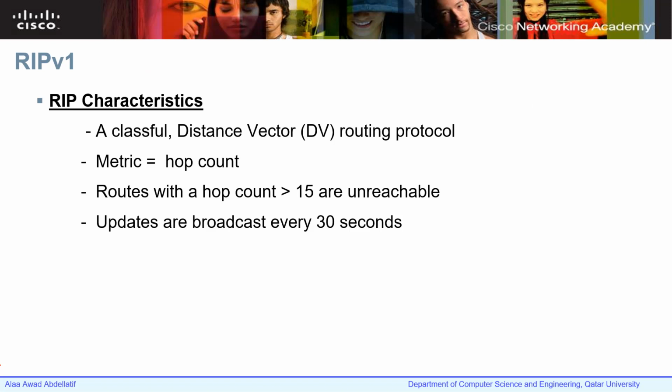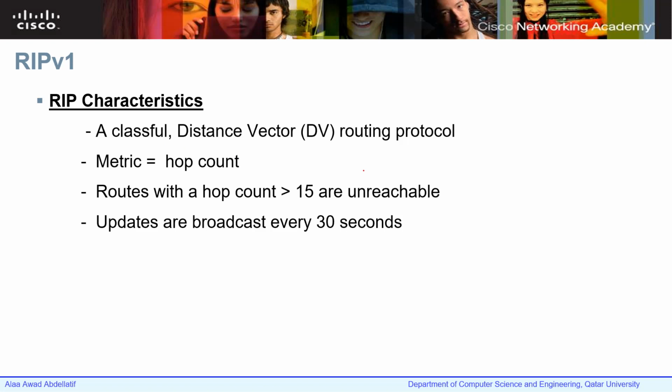The other characteristic of RIP is that it's a classful routing protocol. Of course, it's a distance vector routing protocol and classful. The metric we use here to calculate the best path is the hop count. So I will always select the path with the minimum number of hops, and that path will be considered the best path for me. Unlike other protocols that may consider the path with maximum bandwidth or minimum delay, for RIP the best path will be the path with the minimum number of hops.